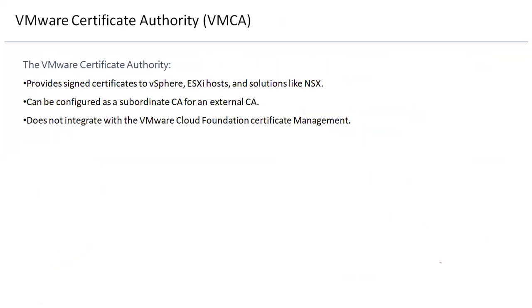Moving forward to VMCA, which we refer to as VMware Certificate Authority. It provides the signed certificate to your vSphere ESXi hosts and solutions like NSX. In the VCF environment itself, we can use the default CA for ESXi, that is, the VMCA certificate is provided. But the customer wants to keep the production environment safe and secure, so they always want to have an external CA.